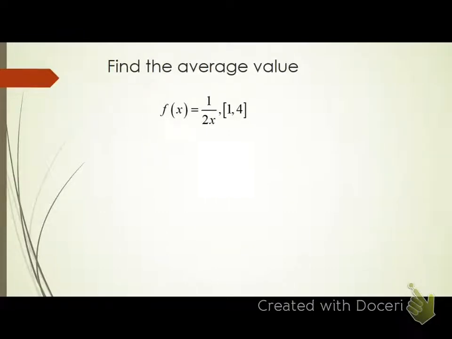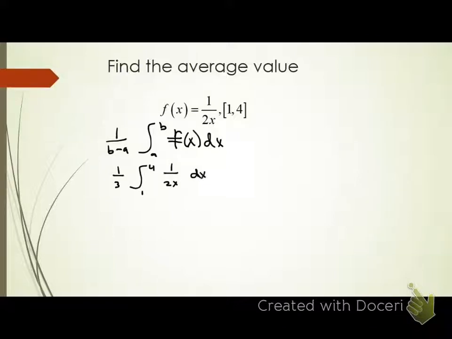Find the average value. That is f of c. F of c is the mean value, the average value. And we said f of c, the average value, is 1 over b minus a, integral from a to b of f of x dx. So let's do this. Here we go. 1 over 4 minus 1 is 3, so 1/3, from 1 to 4, 1 over 2x dx.